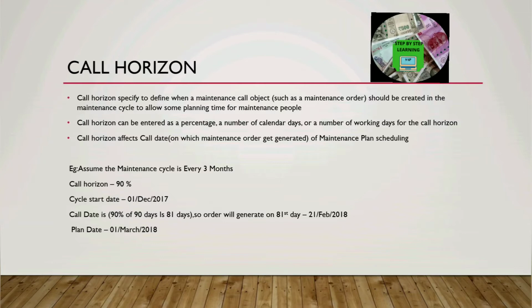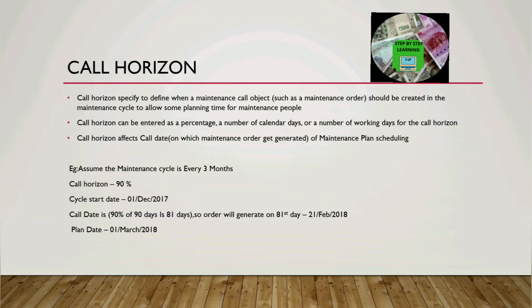people, while listing the orders, can see the orders, so they can plan and schedule the maintenance orders, so they can plan the activities well, and perform the actual maintenance on 1st March 2018. They will come to know on 21st February 2018 itself what maintenance they need to perform on 1st March 2018. So they can plan and schedule the activities well, and they will perform the maintenance on 1st March 2018. Okay, so this is the basic concept of a call horizon.